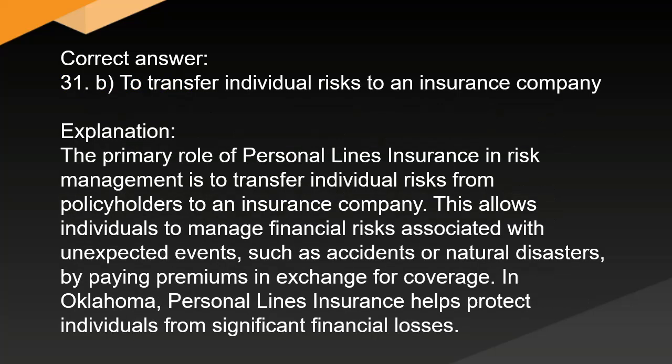Correct answer. B. To transfer individual risks to an insurance company. Explanation. The primary role of personal lines insurance and risk management is to transfer individual risks from policyholders to an insurance company. This allows individuals to manage financial risks associated with unexpected events such as accidents or natural disasters by paying premiums in exchange for coverage. In Oklahoma, personal lines insurance helps protect individuals from significant financial losses.